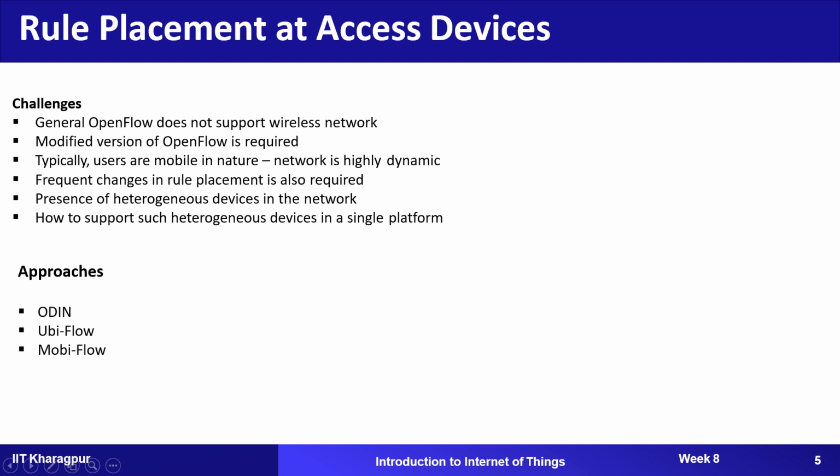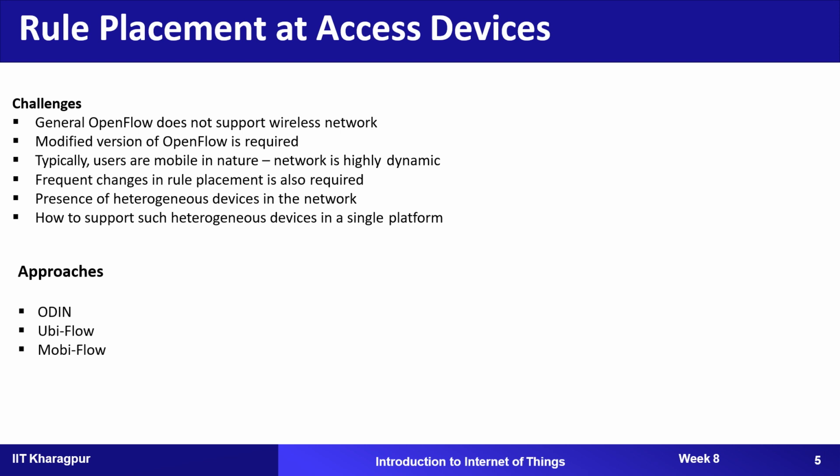Then frequent changes in rule placement are also required. This is because your network is dynamic and the users are moving continuously, so there will be frequent changes in the rule placements, and we need to make those changes very frequently, right? So that is also required in your wireless network. Then the presence of heterogeneous devices in the network is there. And the last challenge is how to support such heterogeneous devices on a single platform. So heterogeneity is also one of the biggest challenges in integrating your SDN with your wireless network.